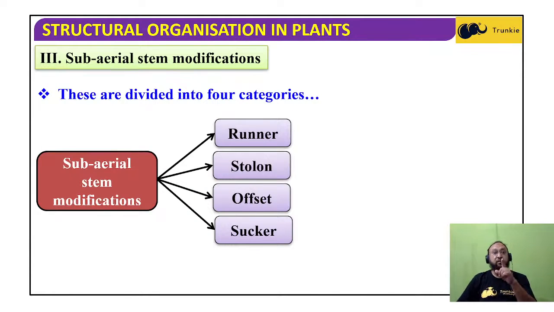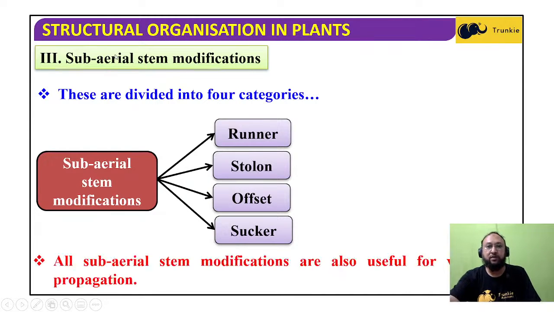Now this is very important. From this, of the modifications, this is the most important one. Even the underground modification is also important, and is asked in MCQs. But this is very important. The 4 types we find in sub-aerial, that means on the surface, or partly in the ground and partly above the ground, on the surface of the land, on the soil: runner, stolon, offset, and sucker. So we'll see them one by one.